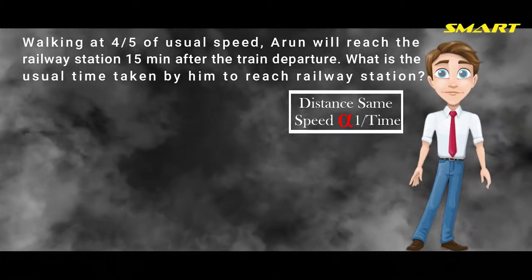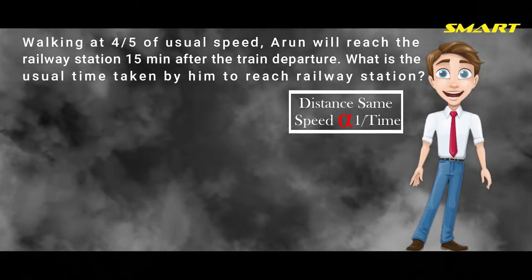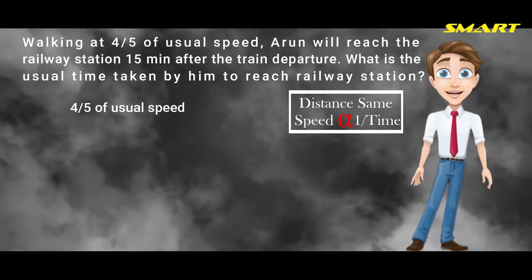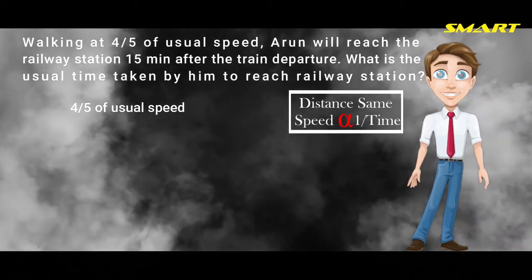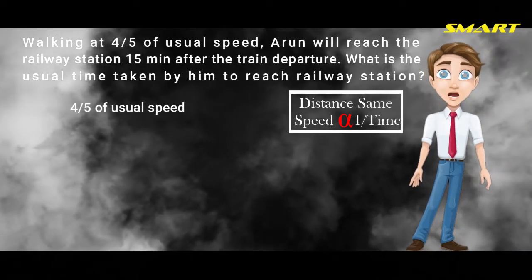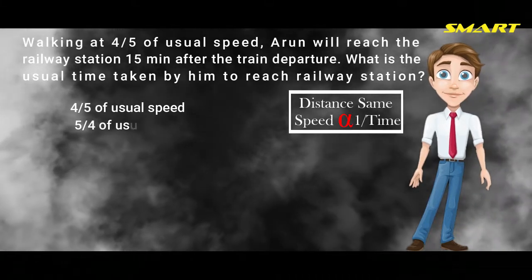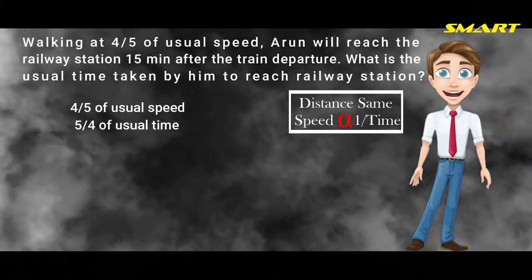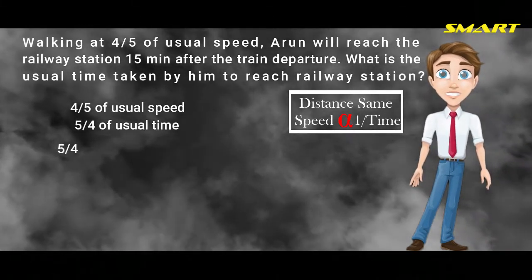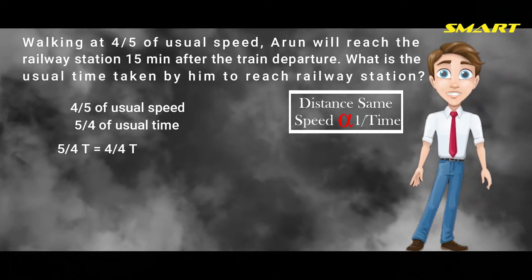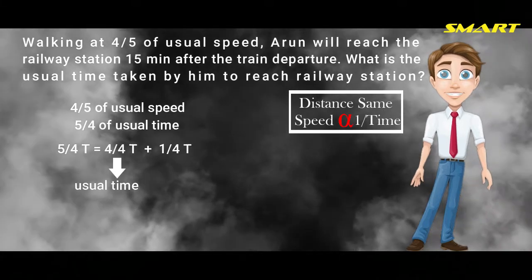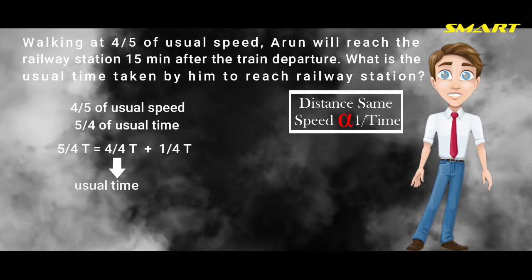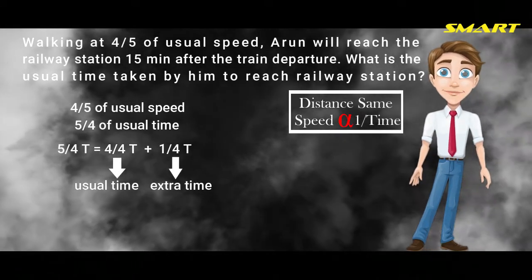In the question, they have mentioned walking at 4 by 5th of his usual speed. Since speed is inversely proportional to time, we can say time taken is 5 by 4th of the usual time. And this 5 by 4 time we can write as 4 by 4 time plus 1 by 4 time. Here 4 by 4 is the usual time taken and 1 by 4 is the extra time taken.